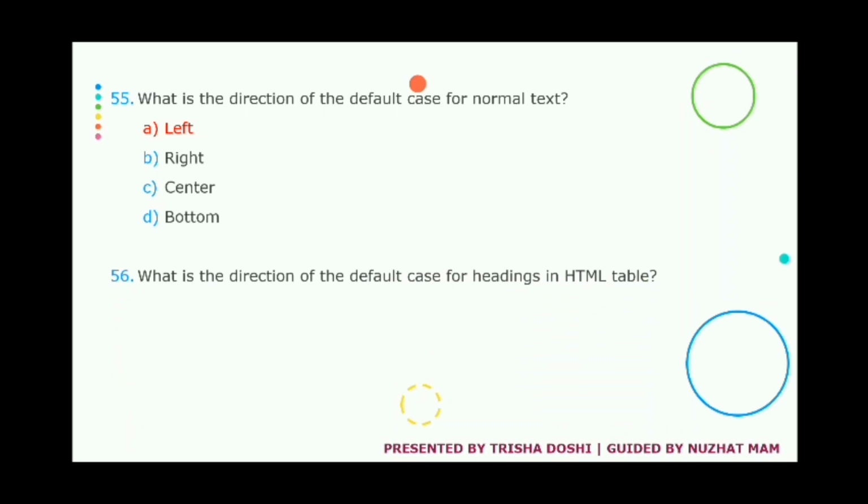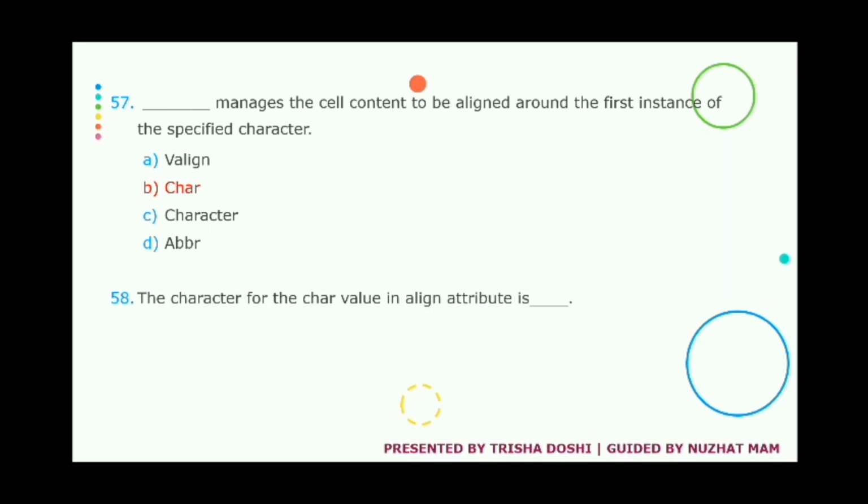Question 56. What is the direction of the default case for headings in HTML table? A. Left, B. Right, C. Top, D. Center. The correct answer is D. Center. Question 57. Dash manages the cell content to be aligned around the first instance of the specified character. A. v-align, B. char, C. character, D. ABBR. The correct answer is B. char. Question 58. The character for the char value in align attribute is dash. A. Axis character, B. Basic character, C. Align character, D. Normal character. The correct answer is A. Axis character.